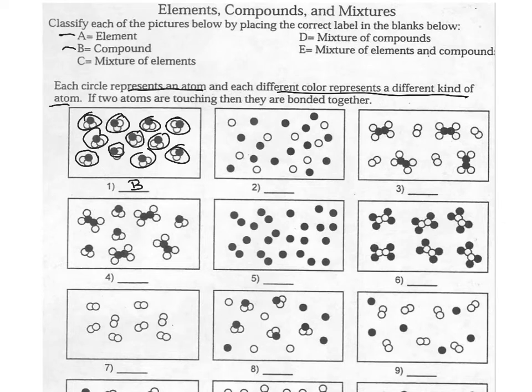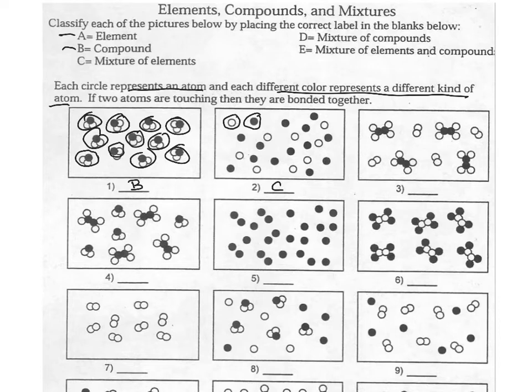This next one, number 2, we're looking at these, and none of these are touching. So none of these are a compound. I've got the white element, and I've got the black element, and I've got both of them present. So this must be a mixture of elements, which is C.